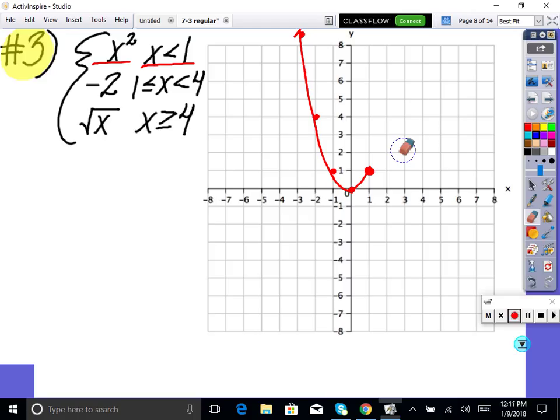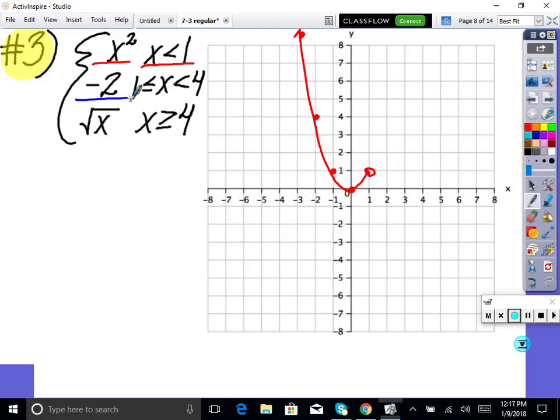Are we equal to 1? No. So at x equals 1, we've got to open that circle. Make it so I can tell it's an open circle. Any questions before we move on to the next piece? This tends to throw people for a loop.